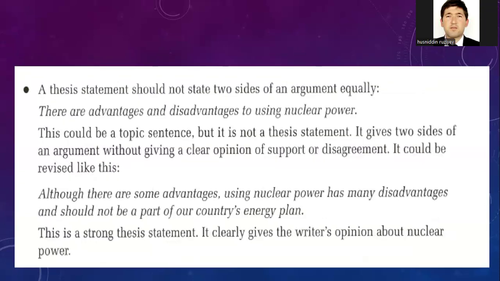A thesis statement should not state two sides of an argument equally. For example: there are advantages and disadvantages to using nuclear power. This could be a topic sentence, but it's not a thesis statement. It gives two sides of an argument without giving a clear opinion of support or disagreement. It could be revised like this: although there are some advantages, nuclear power has many disadvantages and should not be part of our country's energy plan.